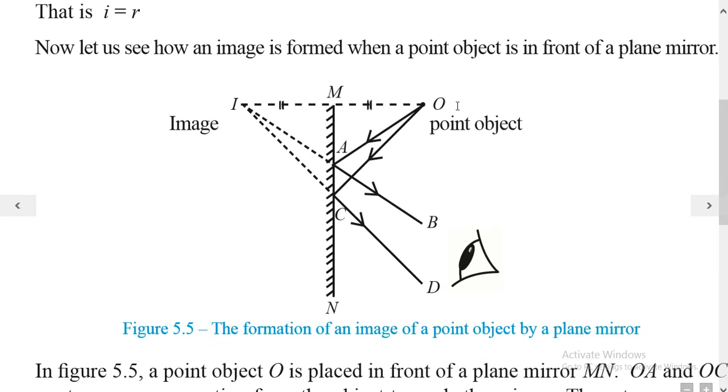Another feature is that the image is always identical to the object in size. The size of the image is always equal to the object, but the speciality is that it is laterally inverted. What is the meaning of lateral inversion? The right side of the object appears as the left side in the image and vice versa. That is a very important feature of images in a plane mirror.